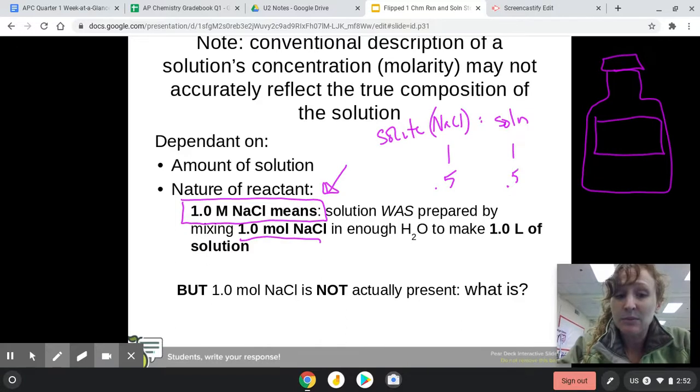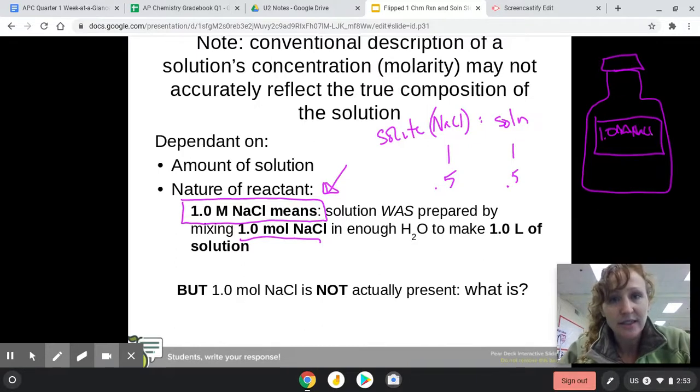The second way it can be kind of deceiving is when it says 1 molar NaCl on your bottle. NaCl is not actually present. What is actually present in the bottle? Pause the video and see if you can list as many things as you possibly can that are present in the bottle.